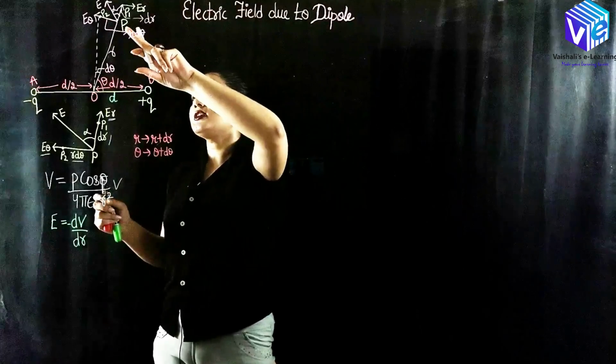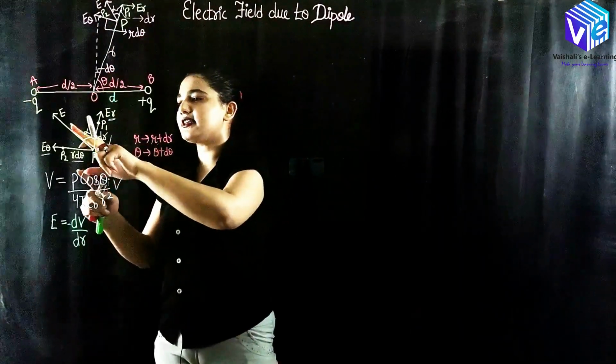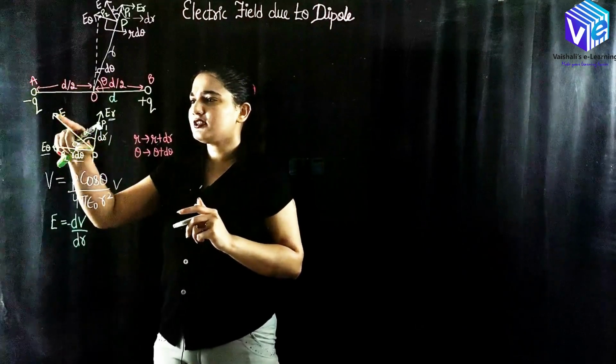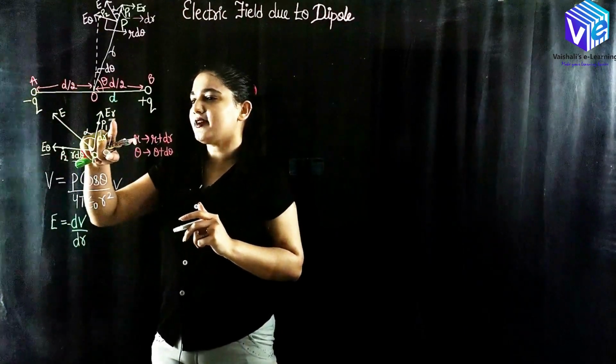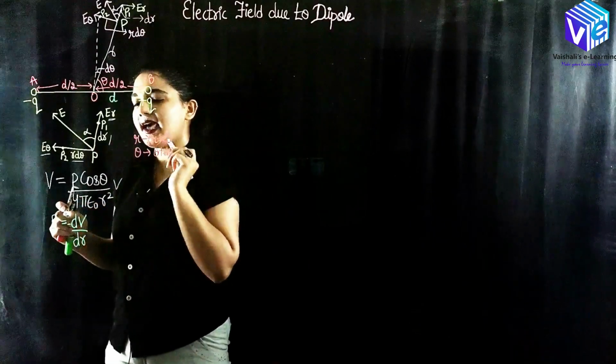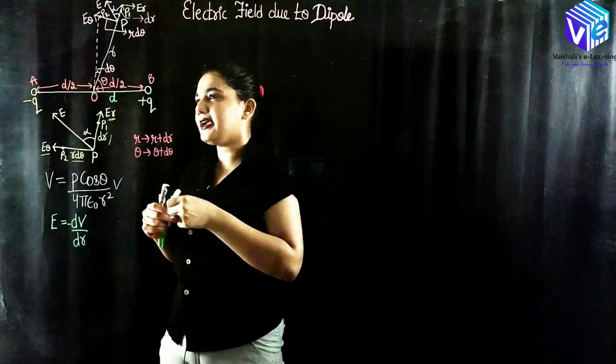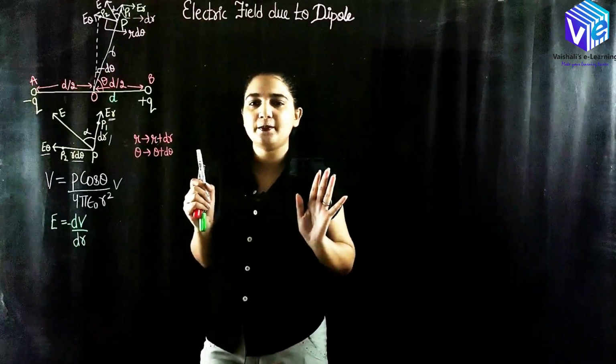And let's suppose the final outcome of ER and E theta is given by E. So the summation of ER plus E theta gives me E, and it is making an angle alpha with ER. Okay, so this is how I can define all of the things which are present here.